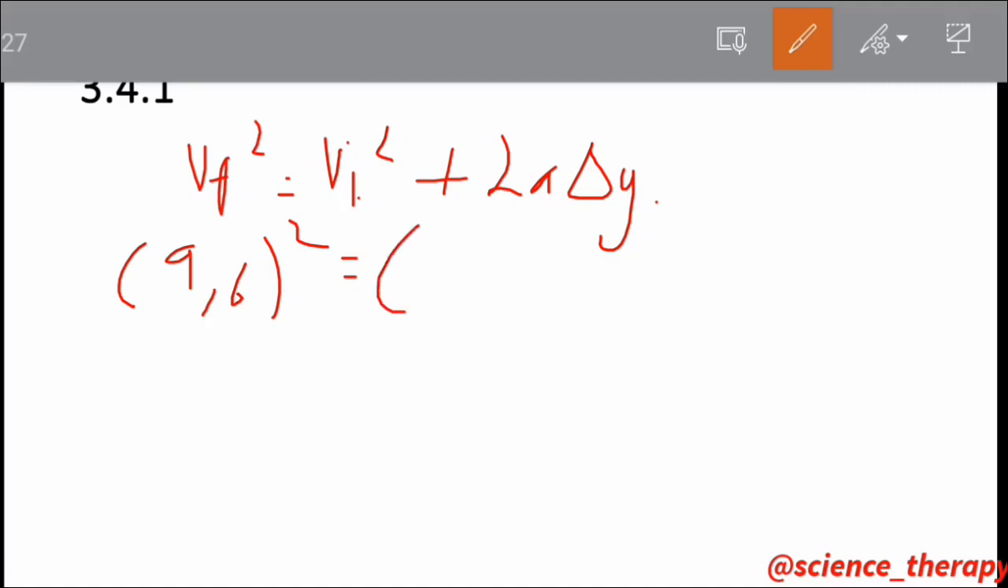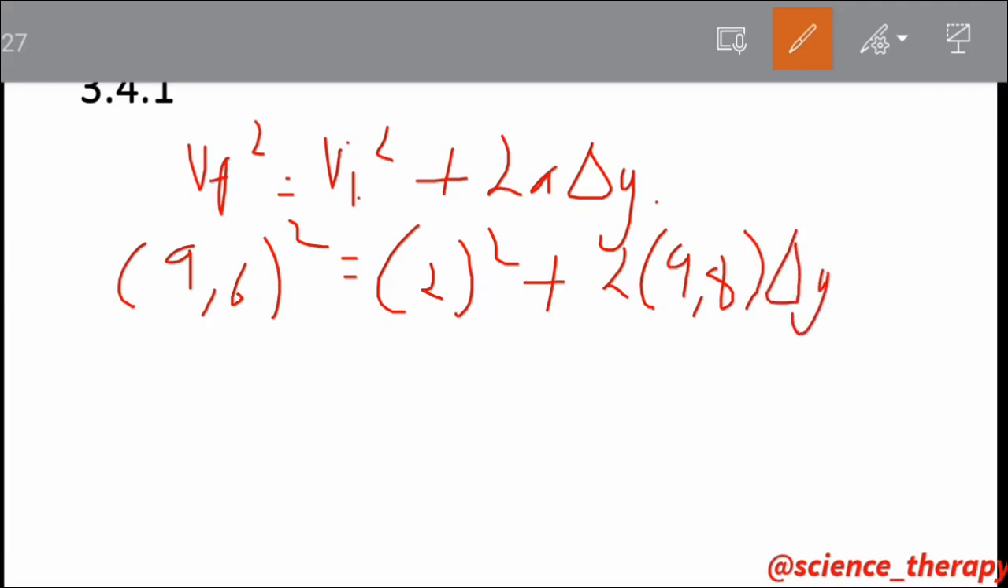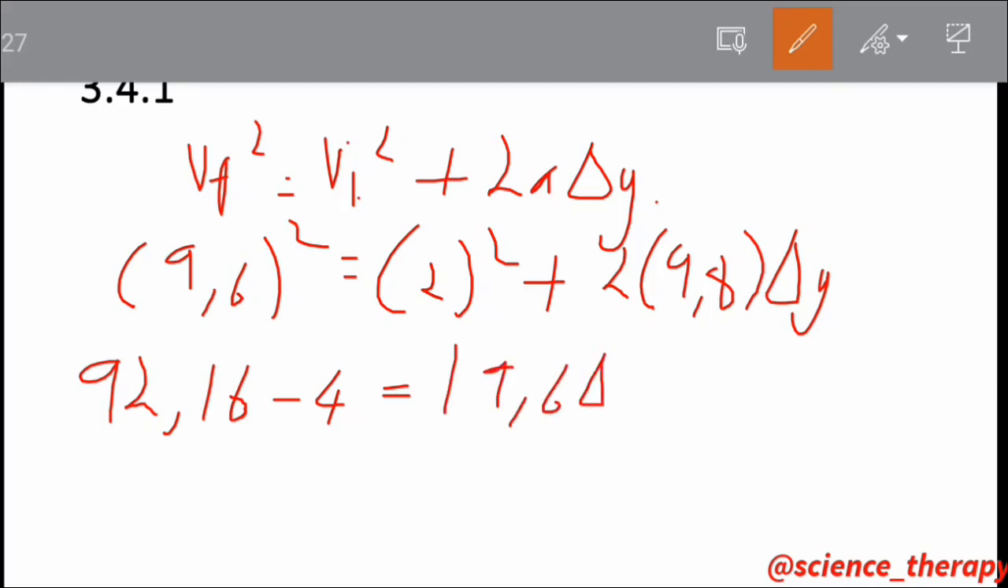Then our Vi is 2. Remember, they're all positive because they're going downward. Then 2, and then our a is 9.8, and we are looking for delta y. Then if you punch that in your calculator, you have 92.16, and then 2 squared gives us 4, so we can just transpose it to this side, it's minus 4. Then 2 times 9.8 gives us 19.6 delta y.